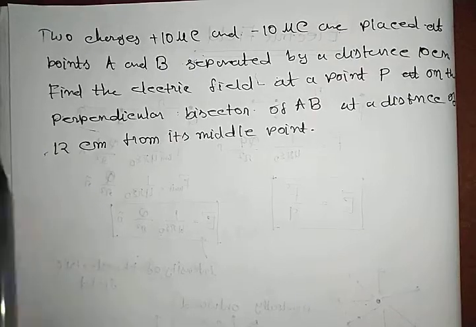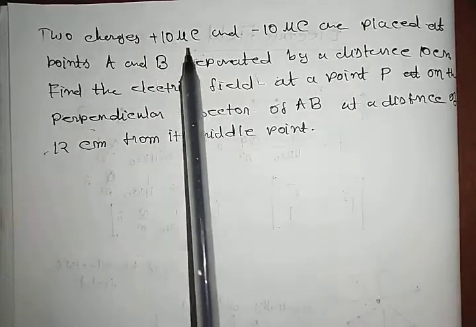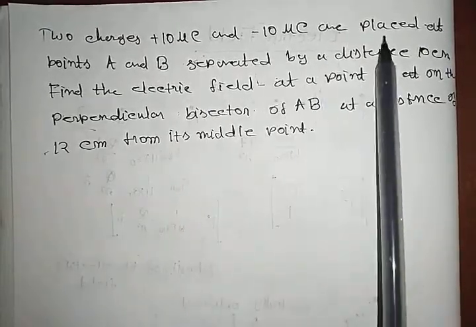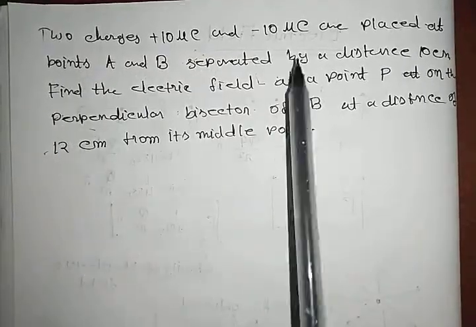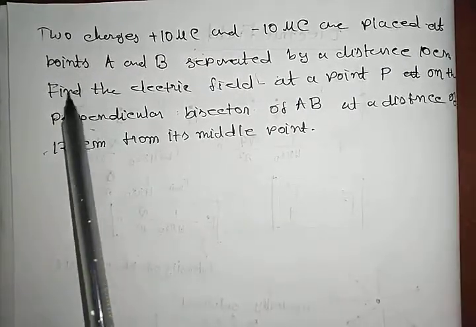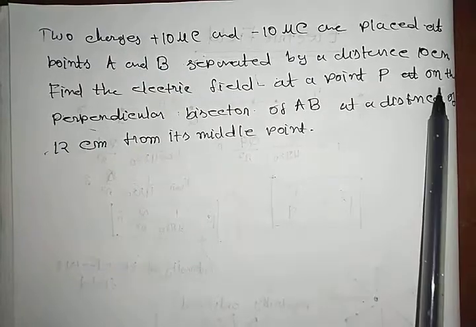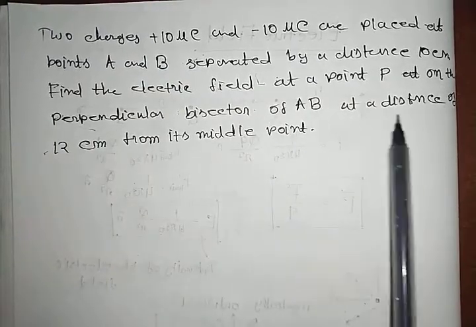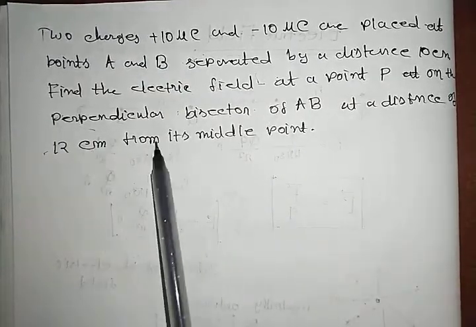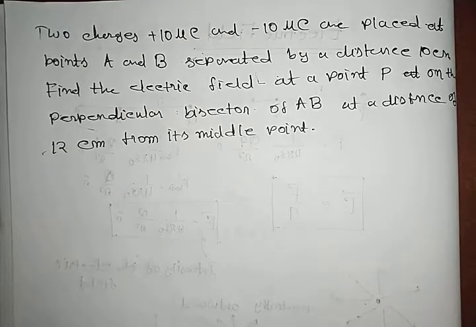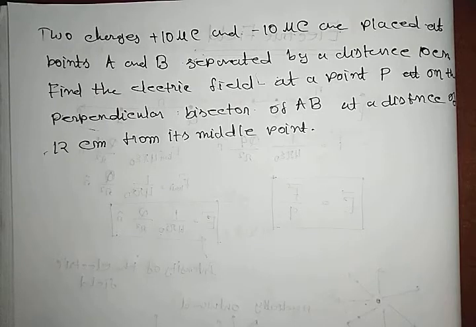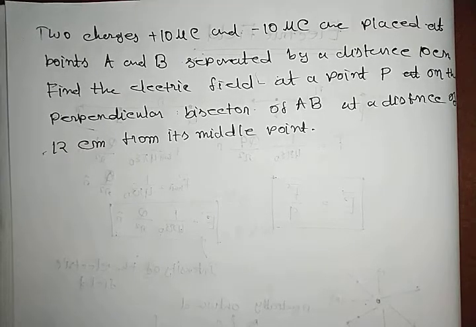The problem says two charges, plus 10 microcoulomb and minus 10 microcoulomb, are placed at points A and B separated by a distance of 10 centimeters. Find the electric field at a point P on the perpendicular bisector of AB at a distance of 12 centimeters from its middle point. So first, we need to draw a diagram of this problem, and then we will apply Coulomb's law, and that's how we will arrive at the result.